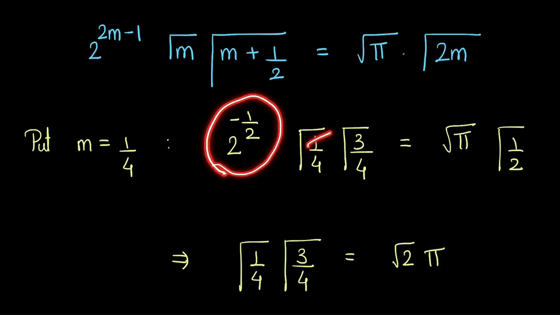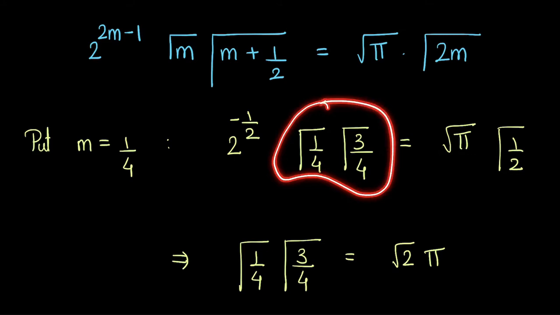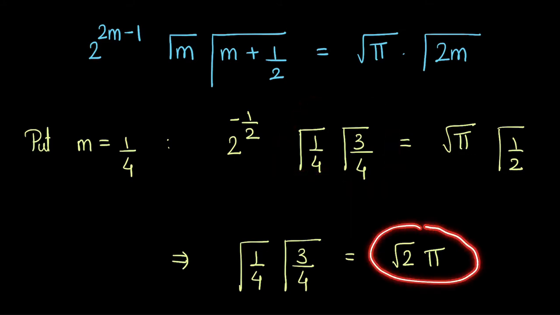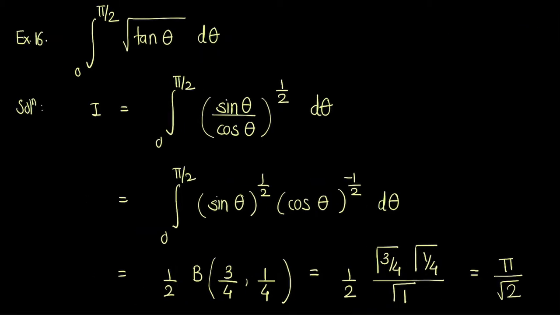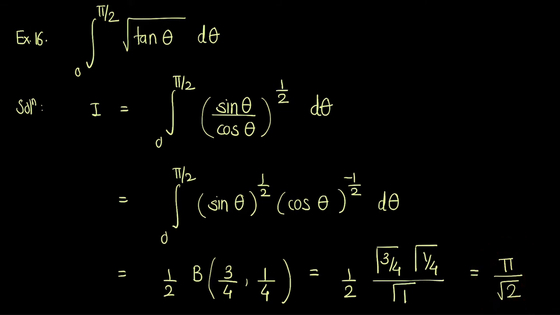And if we take 2 raised to minus 1 by 2 to this side, it will become 2 raised to 1 by 2, and 2 raised to 1 by 2 is root 2. Therefore the value of gamma 1 by 4 into gamma 3 by 4 is equal to square root of 2 into pi. So if we use this value in this, we get pi upon root 2, since the value of gamma 3 by 4 into gamma 1 by 4 is square root of 2 pi. So the value of the integral, that is integration 0 to pi by 2 square root of tan theta, is equal to pi upon root 2.